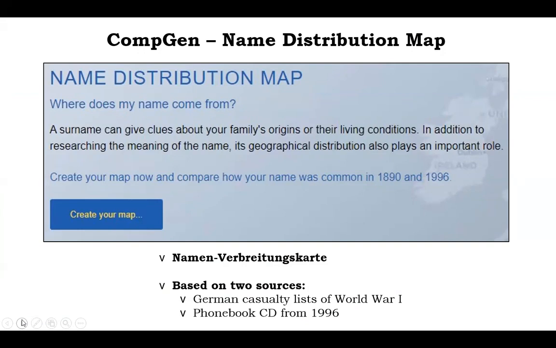With the help of the interactive name distribution map, or Namenverbreitungskarte, it is possible to show where a particular surname occurs particularly frequently. So this can help you narrow down your search.